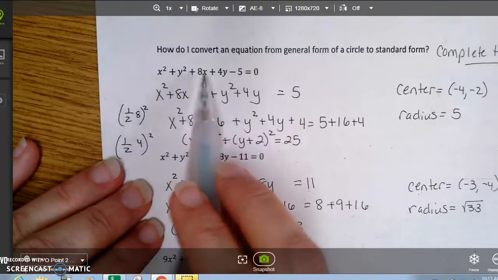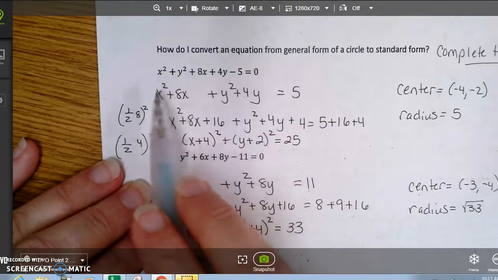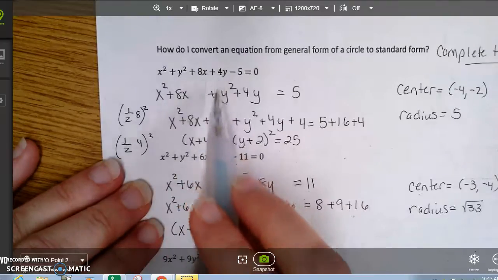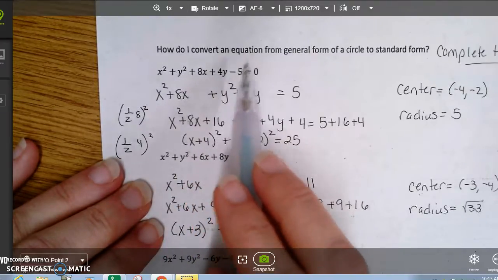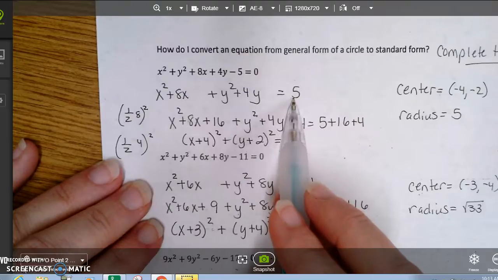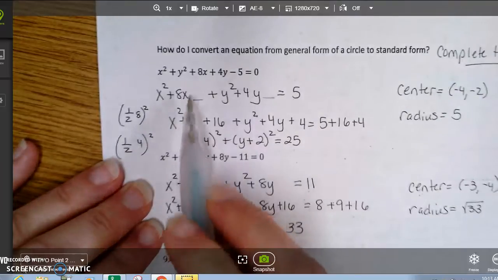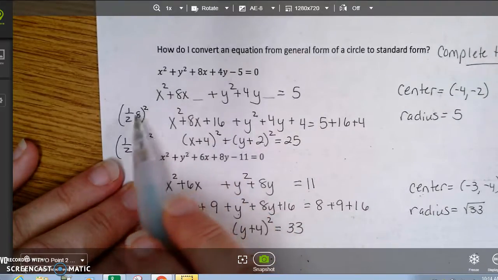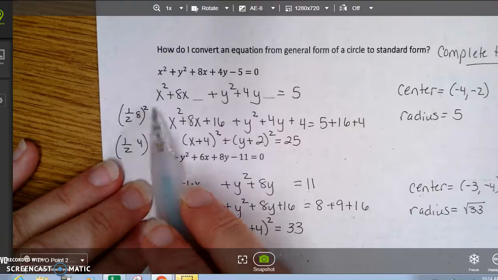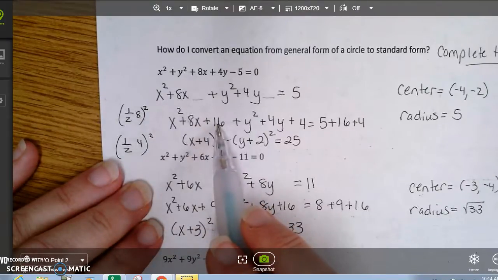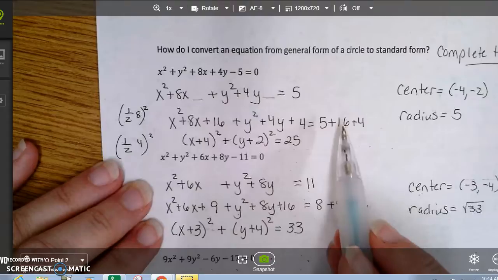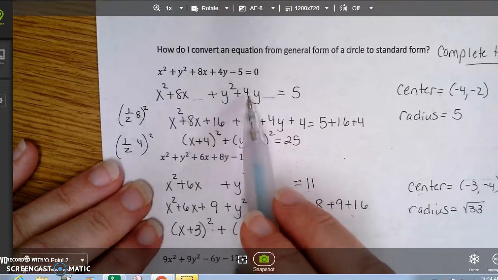So the first thing I did was rearrange the problem so that my x's are grouped together, my y's are grouped together, and then I move the 5 to the other side. Now I left gaps here because I'm going to fill in the blanks, right? So I'm going to complete the square. So to complete the square, remember you take half of the middle term, so half of 8, which is 4. 4 squared is 16. So I'm going to add 16 to this side, but I also have to add 16 to this side. Then I'm going to complete the square on the y.